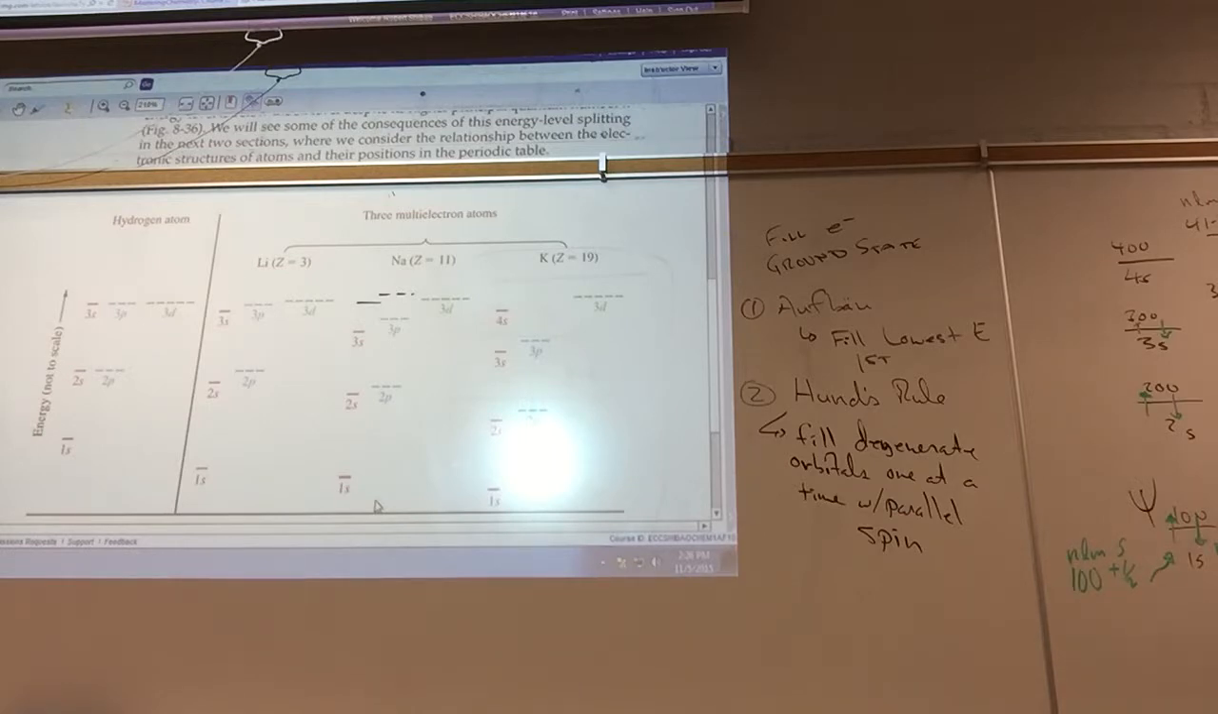All right, let's continue here. If we continue filling this, we'll go to potassium. Potassium has one 4s electron, called 4s1.